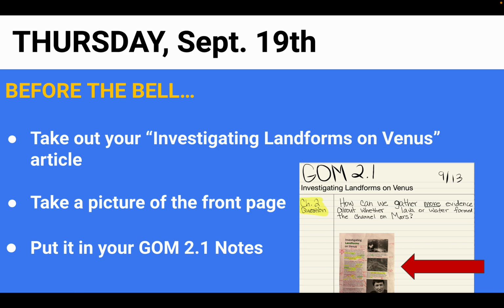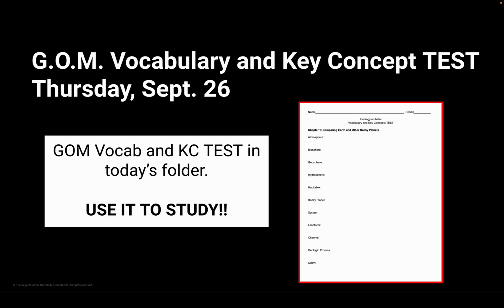Okay, so before the bell, I had everybody take out their Investigating Landforms on Venus articles, and I wanted them to take a picture of the front page and then put this in their GOM 2.1 notes so it looks just like that, okay? We'll talk about that more in a second. So go ahead and do that and then come on back and keep playing the video.